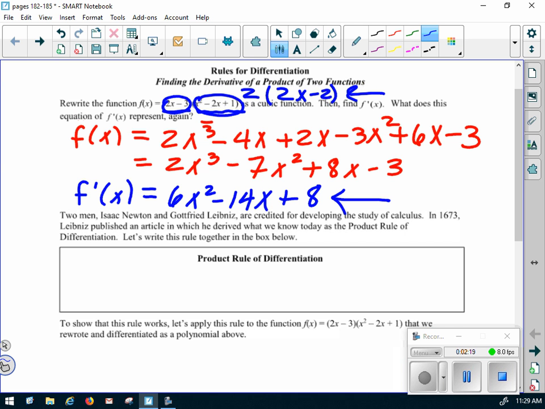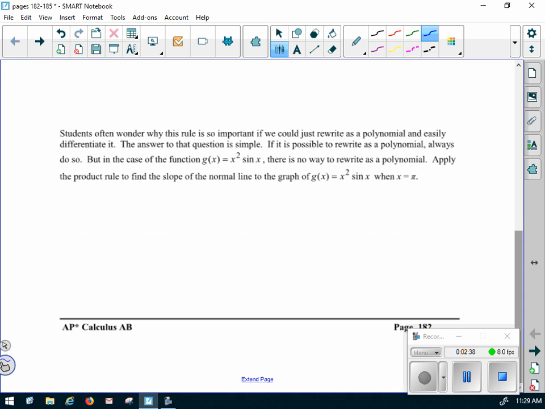So the question is, how do you take a derivative when you have things multiplied together? Ladies and gentlemen, if they are polynomials, multiply them out and take the derivative. The question becomes, what if you don't have polynomials? If you look down at the bottom, look at this equation right here. You are multiplying x squared times sine x. That's not a polynomial. How do you take a derivative like that? That's what I'm going to teach you today.